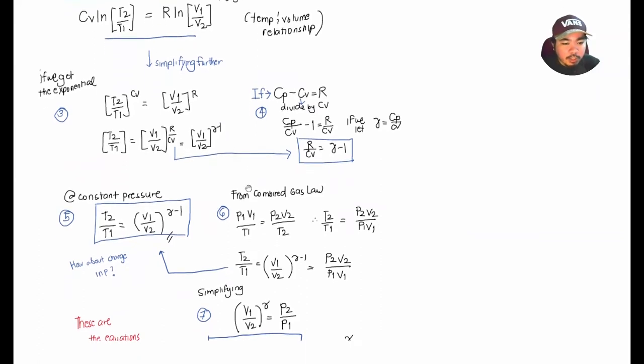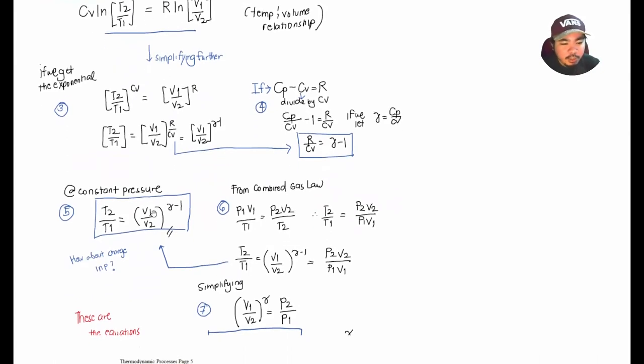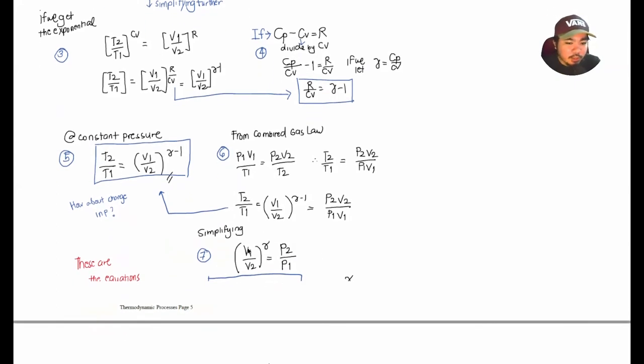So for an adiabatic process, we can derive several relationships. For example, for temperature and volume, T2 over T1 equals V1 over V2 raised to the power of gamma minus 1. That's their relationship. You can substitute, too. If you want it in terms of pressure and volume, you can just substitute the combined gas law equation. This is our combined gas law: P1 V1 over T1 is equal to P2 V2 over T2. If we combine and substitute T2 and T1, we can end up with something like this: V1 over V2 raised to the power of gamma is equal to P2 over P1.